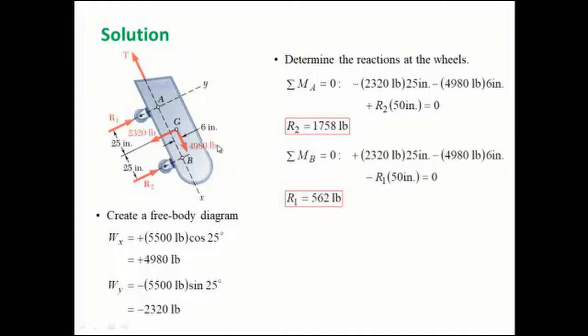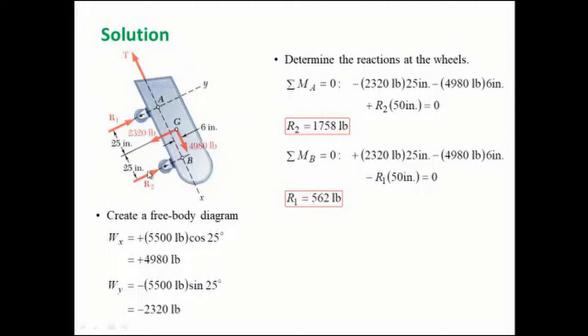Now, as we discussed previously, it is not compulsory to always have summation of Fx equal to 0, summation of Fy equal to 0, summation of moment. You can have two moment equations and a force equation also. So if I take moment about B, the only unknown is this R1. In a similar fashion as about A, we can find the moment about B, and R1 can be obtained.